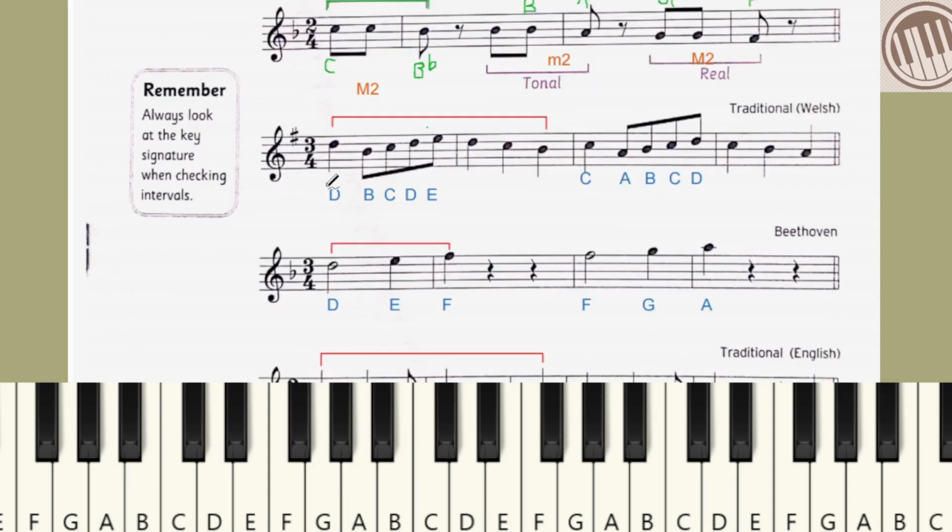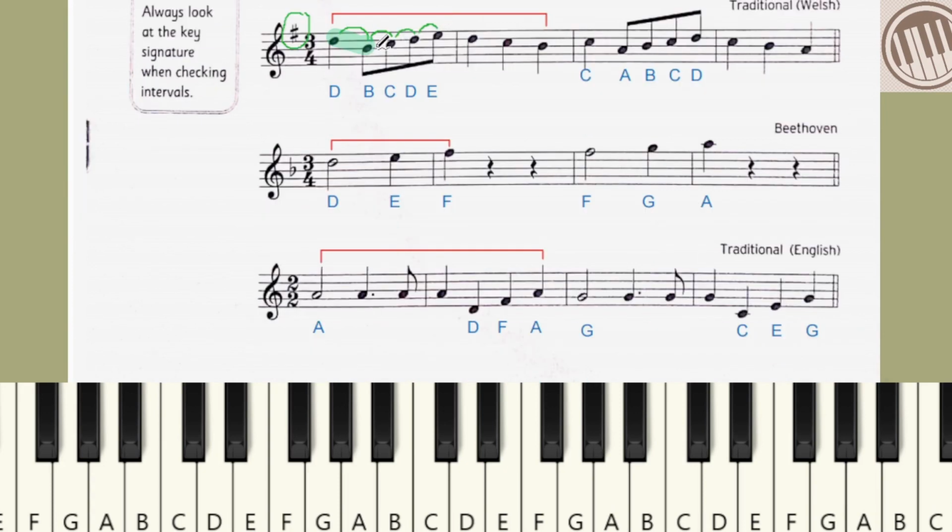And let's dive into your second question. So the first one is moving from D to B.